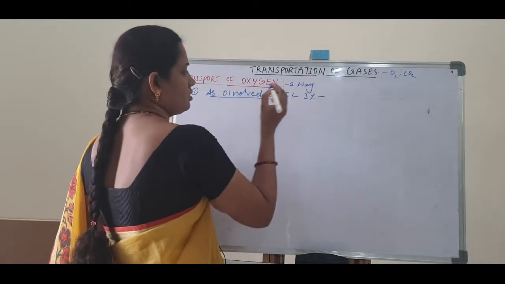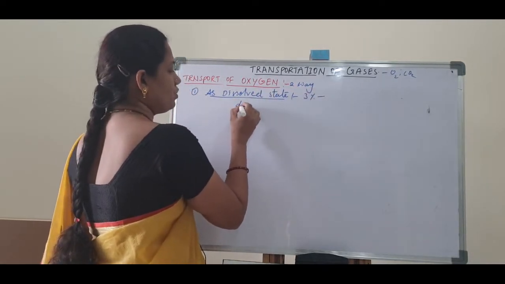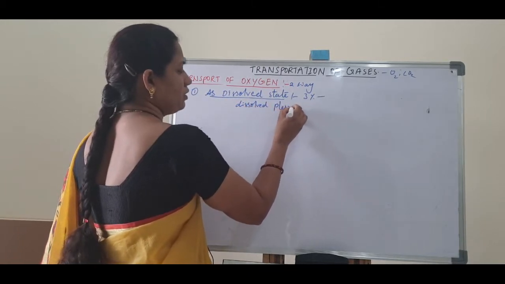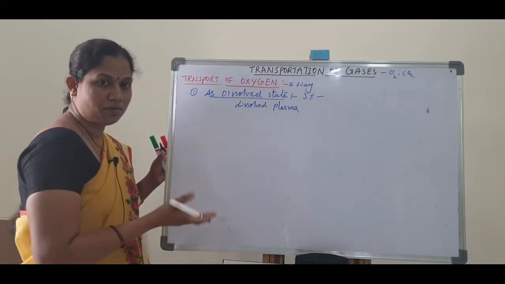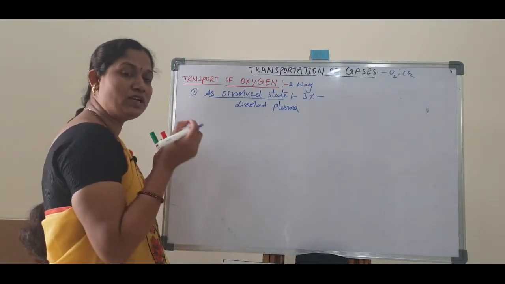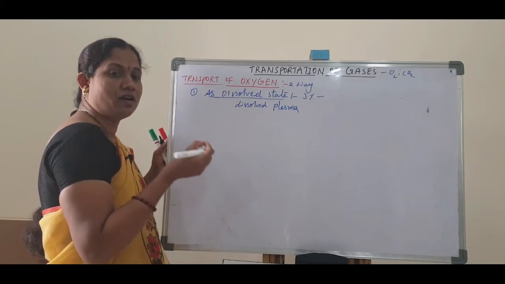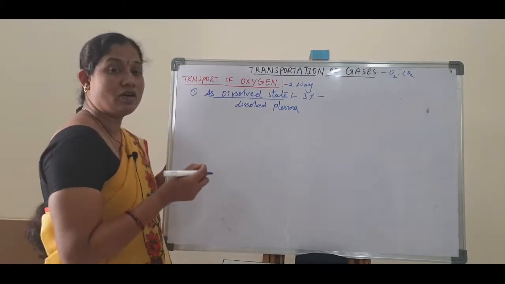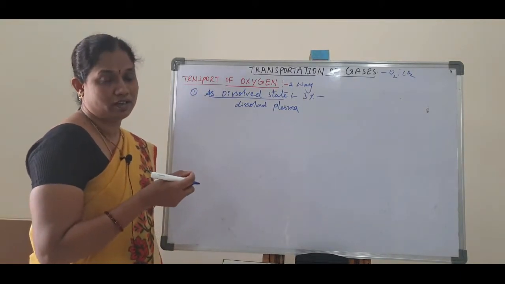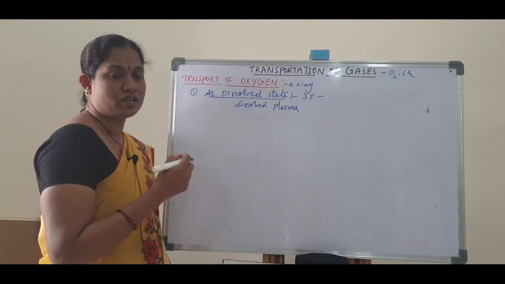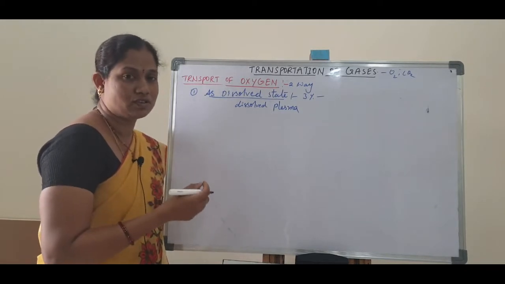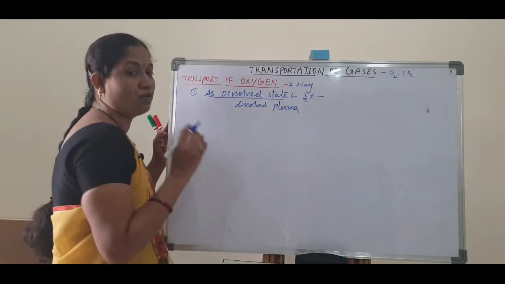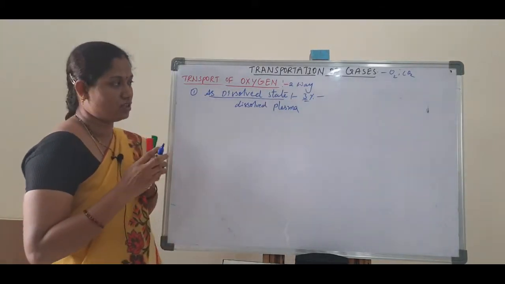In the dissolved state, this oxygen is directly dissolved in the plasma. The liquid portion of the blood is called plasma. In the plasma, only 3%, a very small amount of oxygen, is dissolved, because oxygen has less solubility compared to carbon dioxide. That's why only 3% of oxygen can be transported to the tissues this way.